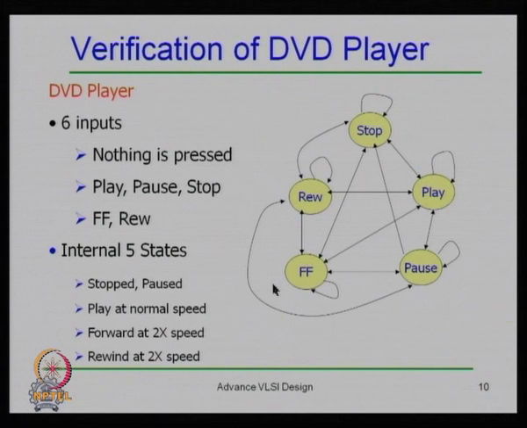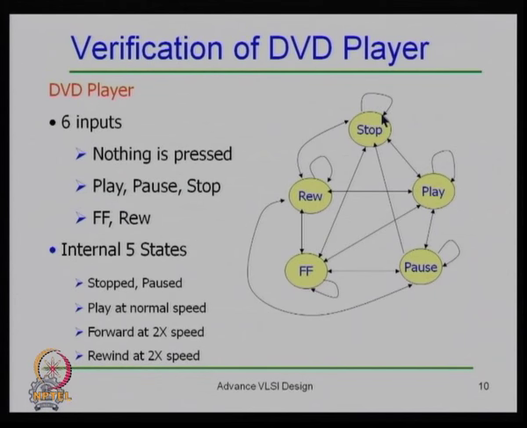And the finite state machine can be designed like this, wherein you have these 5 states: stop, play, pause, fast forward, rewind. If you do not press anything, it will stay in the same state, otherwise it will migrate to the new state. If it is in the stop state and gets the play input, it goes to the play state. If you press the pause button, it goes to the pause state. Again, if you press the play button, it can come back to the play state. So, this is a very small finite state machine. Now, let's see how difficult it is to verify this small machine.